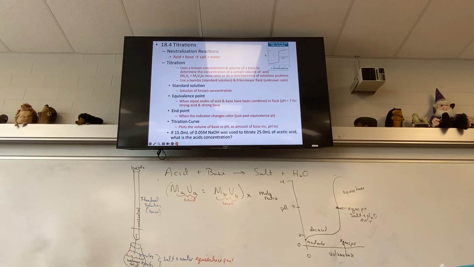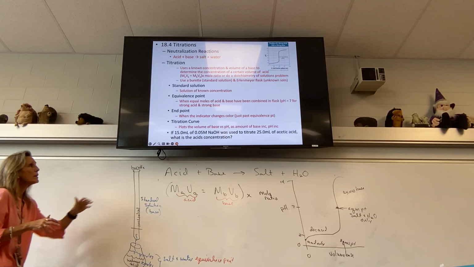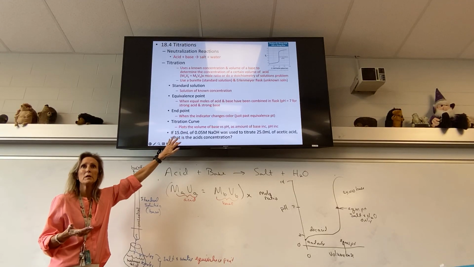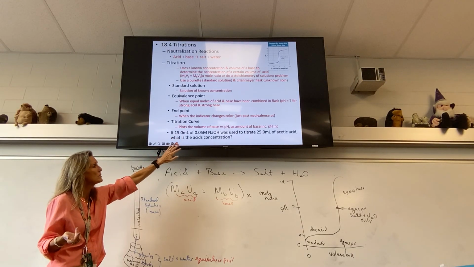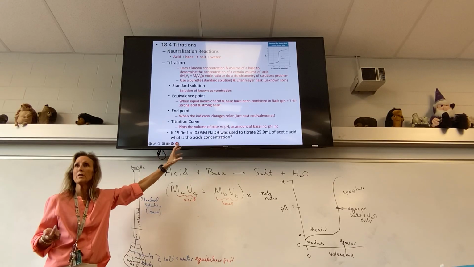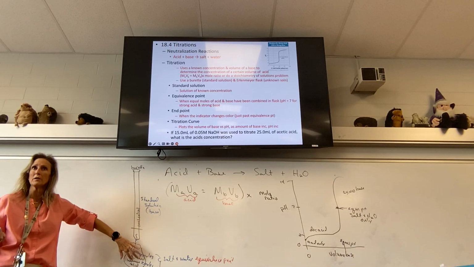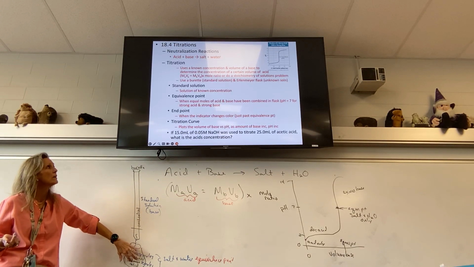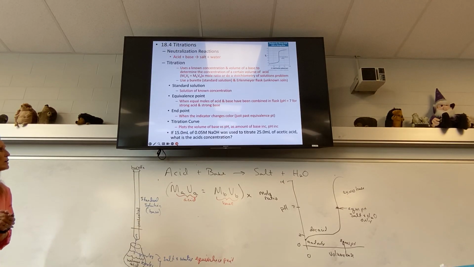Okay, so here, and again, this is kind of what you'll be doing in your pre-lab as well as in your post-lab questions of trying to figure out what the concentration of our unknown solution is down here. So the question says we're using 15 milliliters of a 0.05 molar sodium hydroxide to titrate 25 milliliters of acetic acid. And it wants us to figure out what is the acid's concentration.